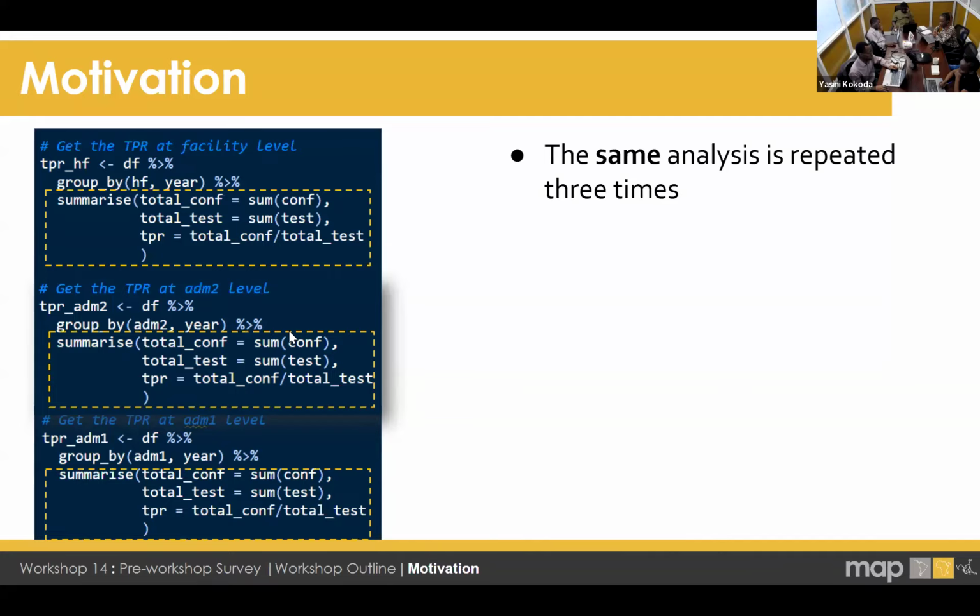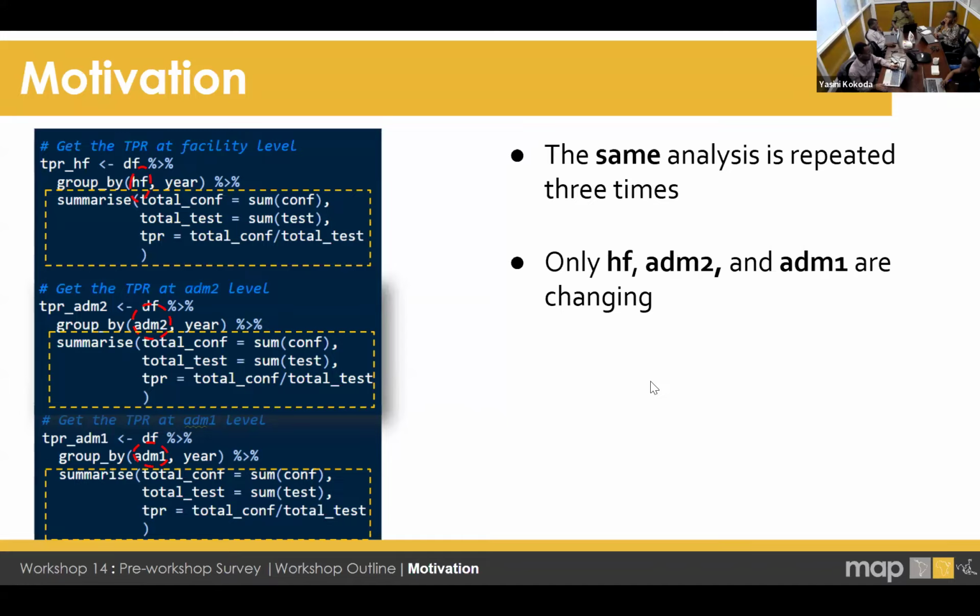So I'm going to help you. You can see the summary for all 3 levels. You have summarized 3 times. The same block of code is repeated 3 times. So we need to find a way to avoid these repetitions. The only thing which is changing here is the HF facility names, admin 2 names, and admin 1. The rest of the code stays the same.